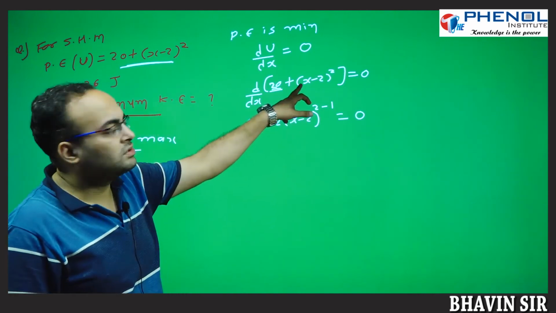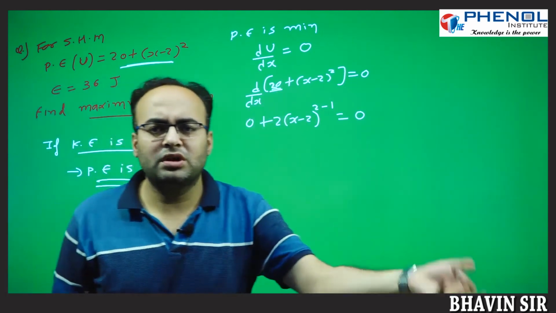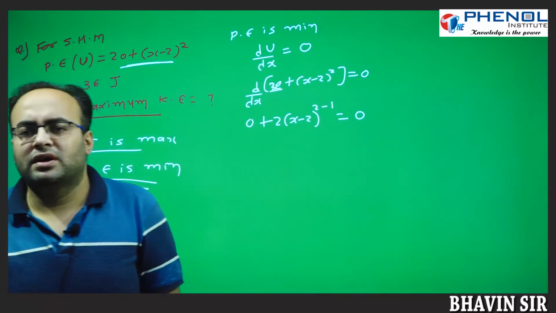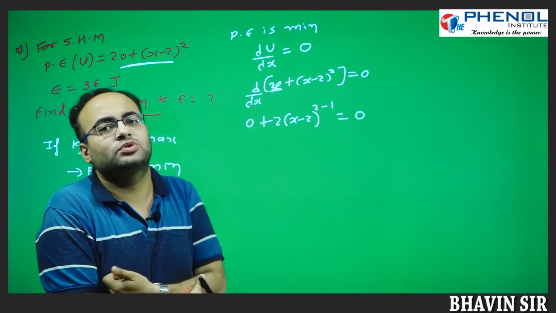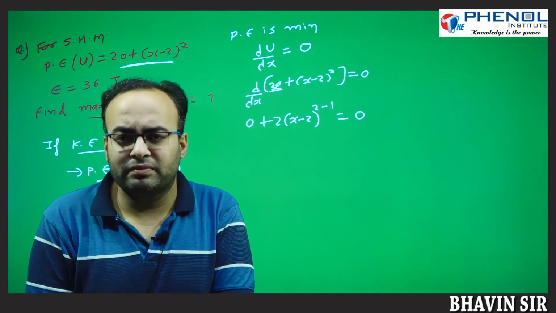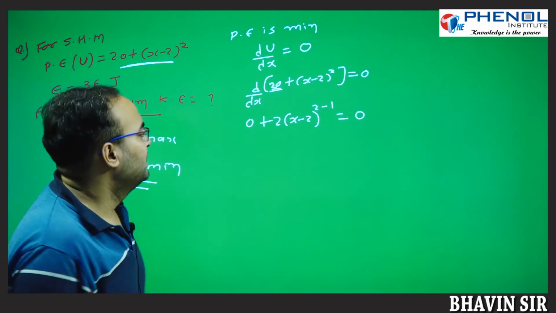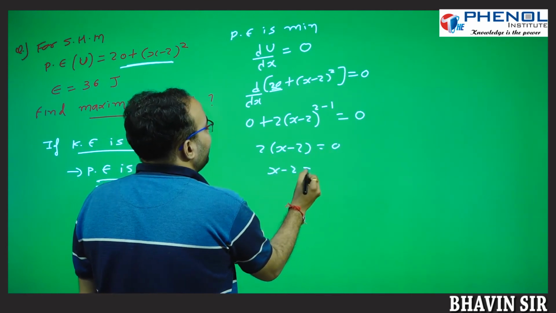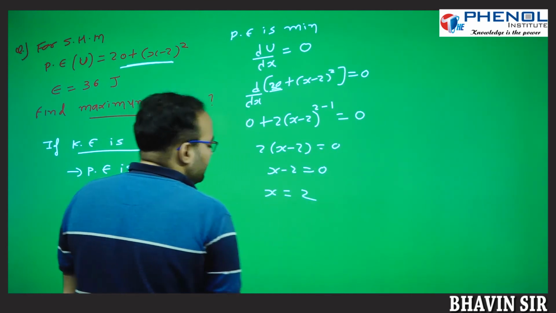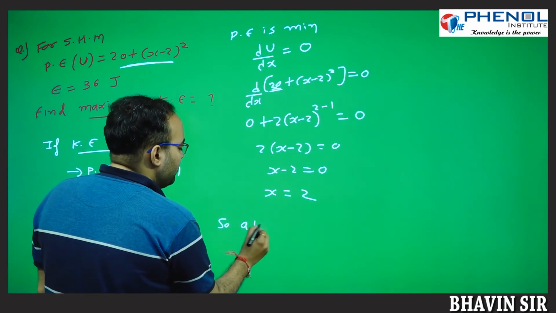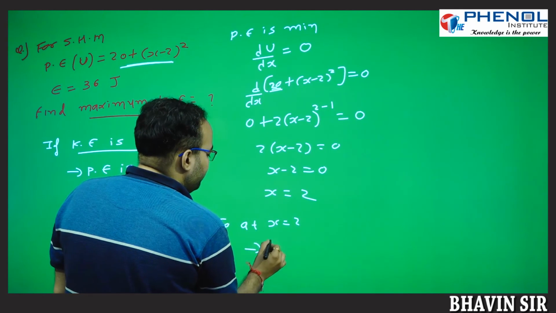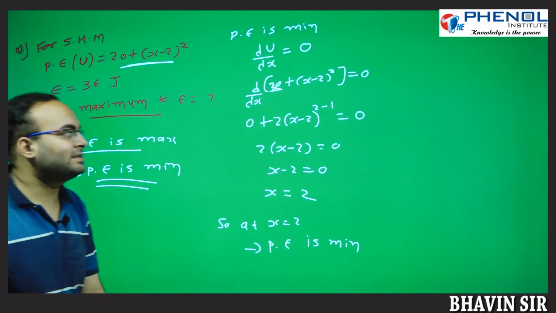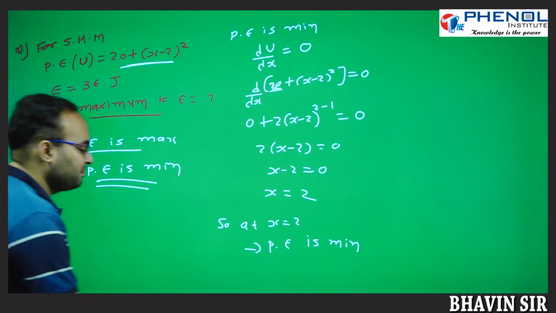Students, see, there is no coefficient of x. If x had a coefficient, we would have to multiply by it. But here the coefficient of x is 1. If instead it were 3x minus 2 whole square, then we multiply by 3 because the coefficient of x is 3. So we can write x minus 2 equal to 0. So at x equals 2, potential energy is minimum.